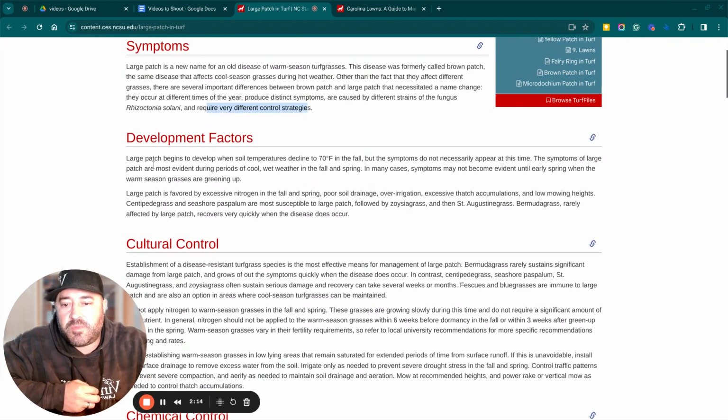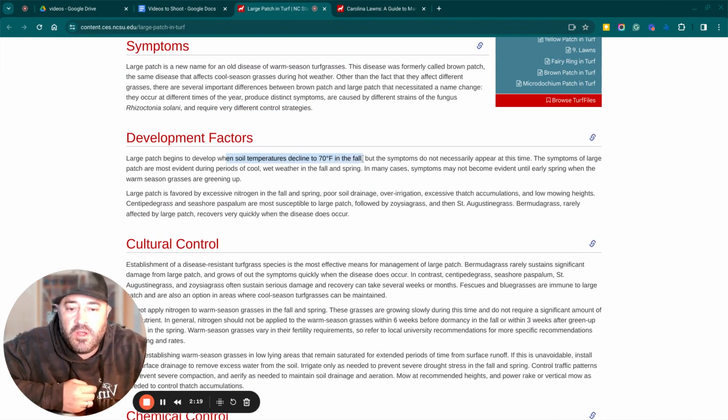Development factors of large patch. Large patch begins to develop when soil temperatures decline to 70 degrees in the fall. So large patch is going to start to activate in the fall, but the symptoms do not necessarily appear at this time. Symptoms of large patch are most evident during periods of cool, wet weather in fall and spring. But in many cases, symptoms may not be evident until early spring when the warm season grasses are greening up. So as your grass is coming out of dormancy, you want to be looking for large patch. And then you can treat it once now, but in the fall, you're going to want to treat for preventative measures.